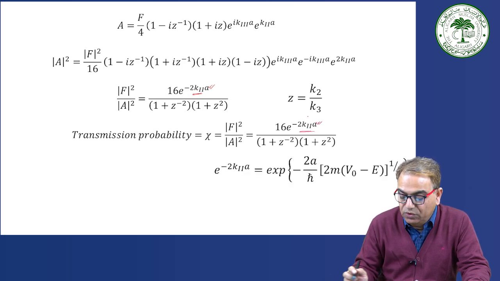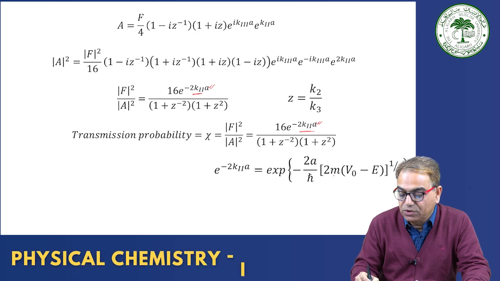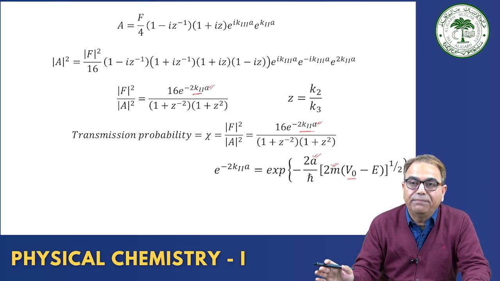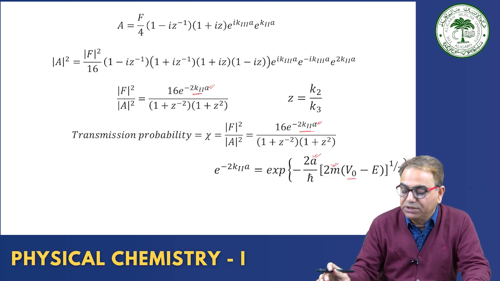And what is this k2? Exponential minus 2 k2a we can write as exponential minus 2a divided by h cross, (2m(v naught minus e)) raised to the power half. Okay, where v naught is the height of the potential energy barrier, m is the mass of the particle, and a is the width of the potential energy barrier. So these are the three factors on which the tunneling of a particle across a potential energy barrier will depend.